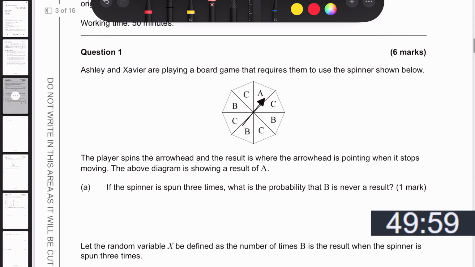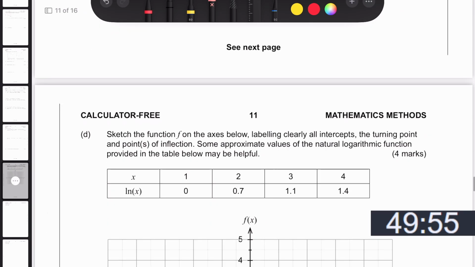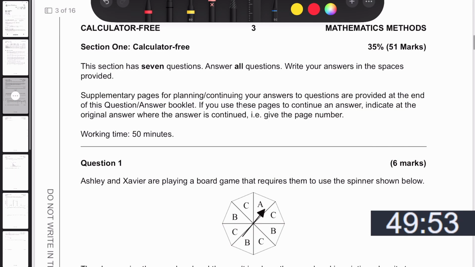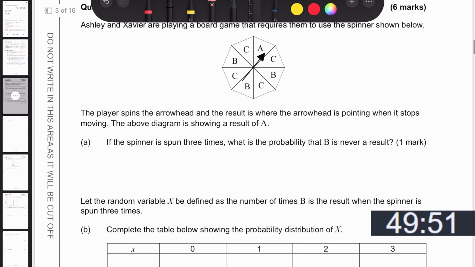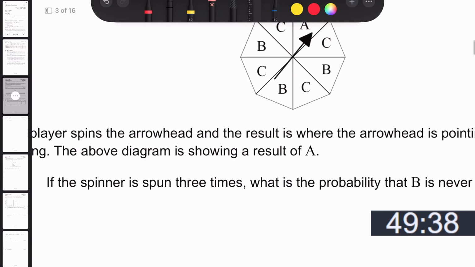I almost did it. Okay, Ashley and Xavier. Let's see how many pages we got first. 11. Okay, here we go. Playing a board game requires them to use the spinner below, and the result stops. So result A. What is the probability that B is never a result?